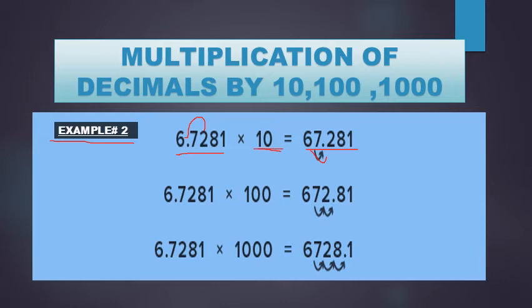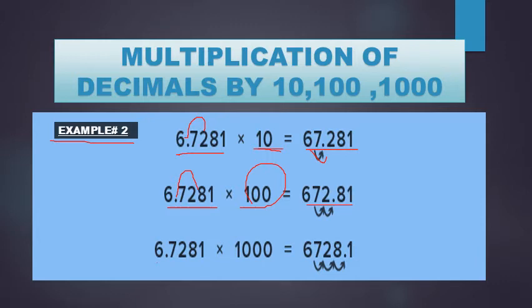Now similarly, when we multiply the decimal number 6.7281 by 100, move the decimal point two steps to the right, because 100 has two zeros. So the answer we will get is 672.81.